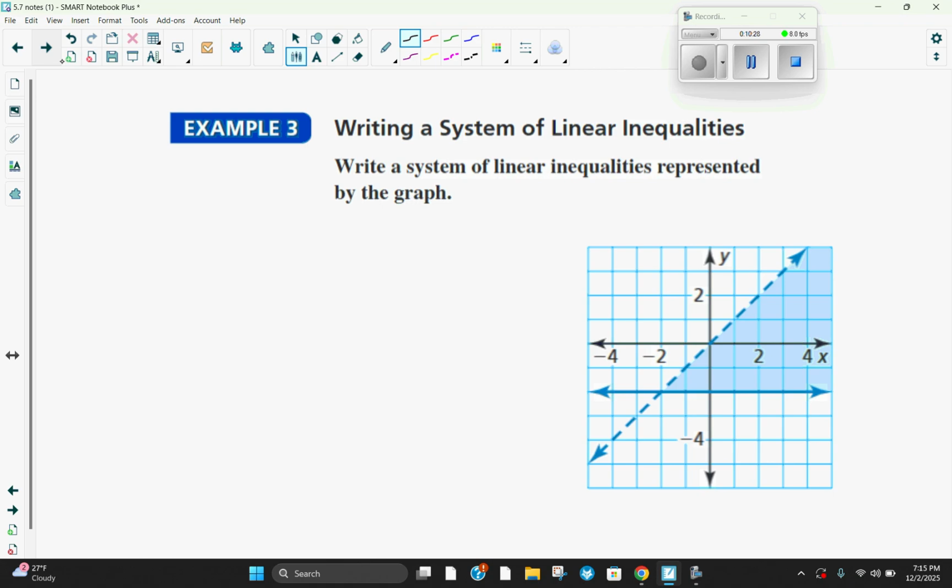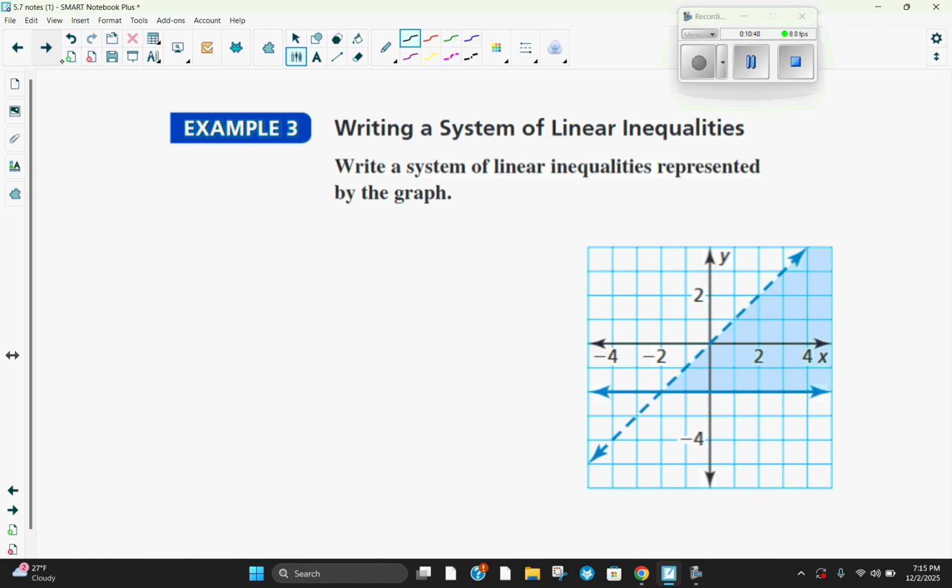So what we're going to do here in example 3, we've already got it graphed. You can see where the blue shading is. That's where my solution is. So really, I just want to look at the 2 lines, and I'm going to write an equation for each line. So let's do the easy one first, the horizontal line.